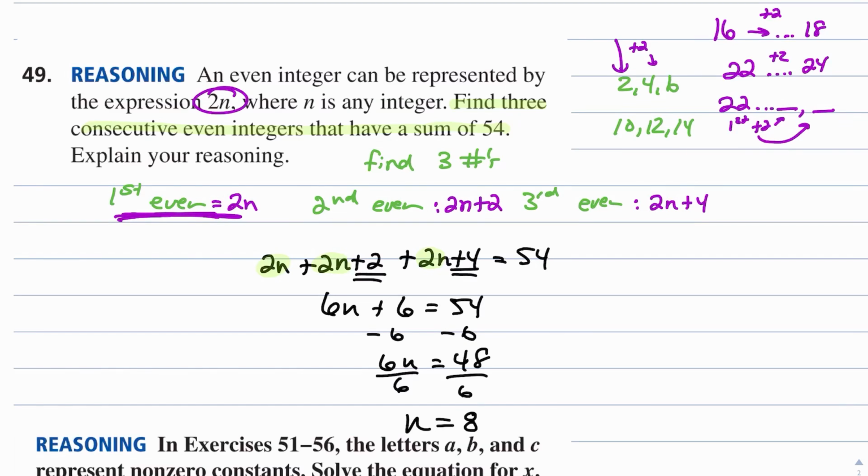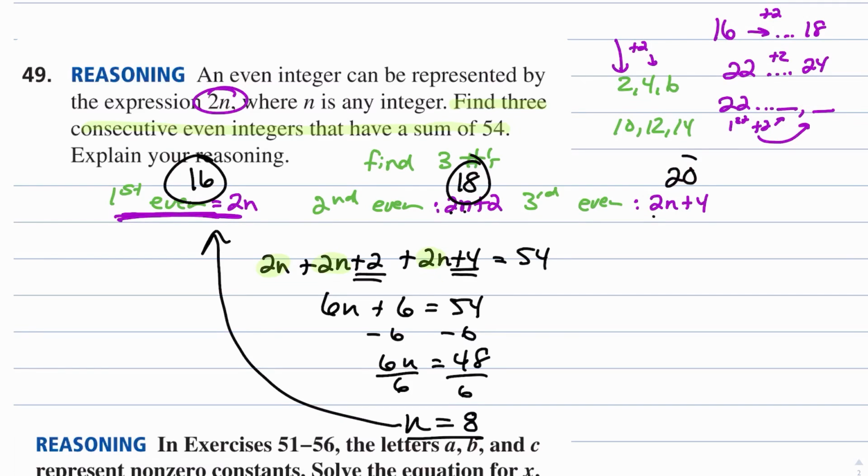And I was going to check, what are we doing? We're supposed to find the 3 numbers. n was not one of our numbers, but we can use n to help us find them. 2 times n would be 16. That's our first number. If I took 2 times 8, which was 16, and added 2, my next number was 18. For the third number, take 2, multiply it by n, that gives us 16, and add 4, so that's 20. So our 3 consecutive even numbers are 16, 18, and 20.